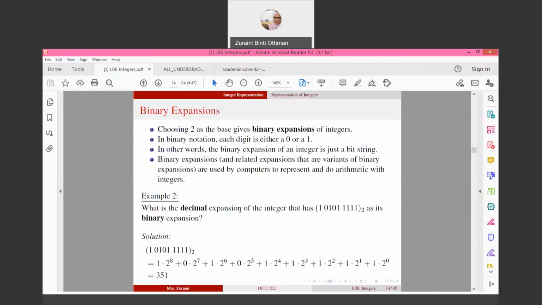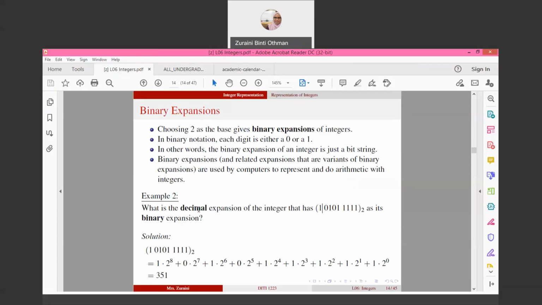Binary expansion. Choosing 2 as the base gives binary expansion. Okay, this is the binary notation. Each digit is either 0 or 1. In other words, the binary expansion of an integer is just a bit string. Binary expansion and related expansions that are variants of binary expansion are used by computer to represent and do arithmetic with integer.